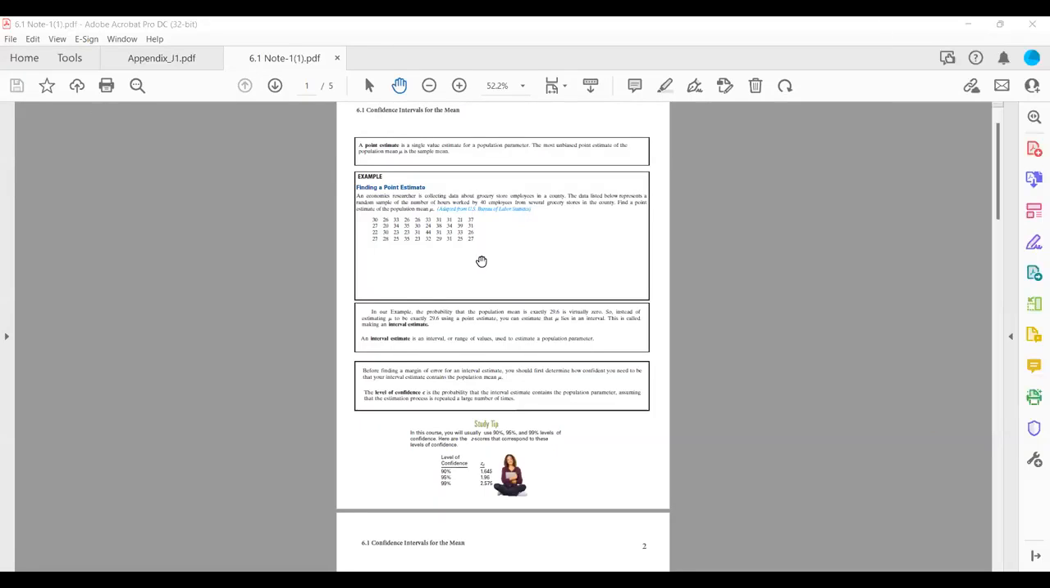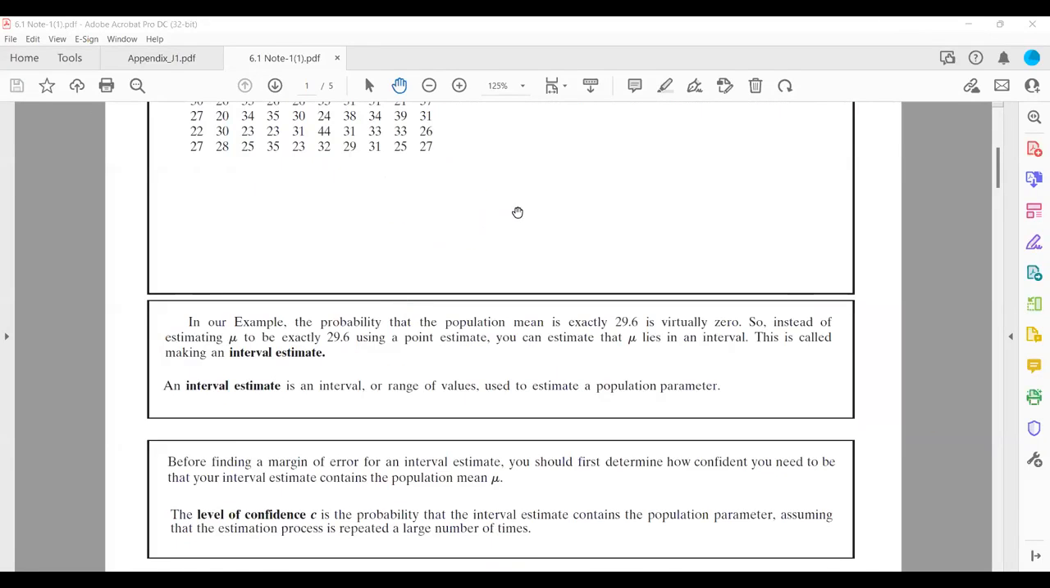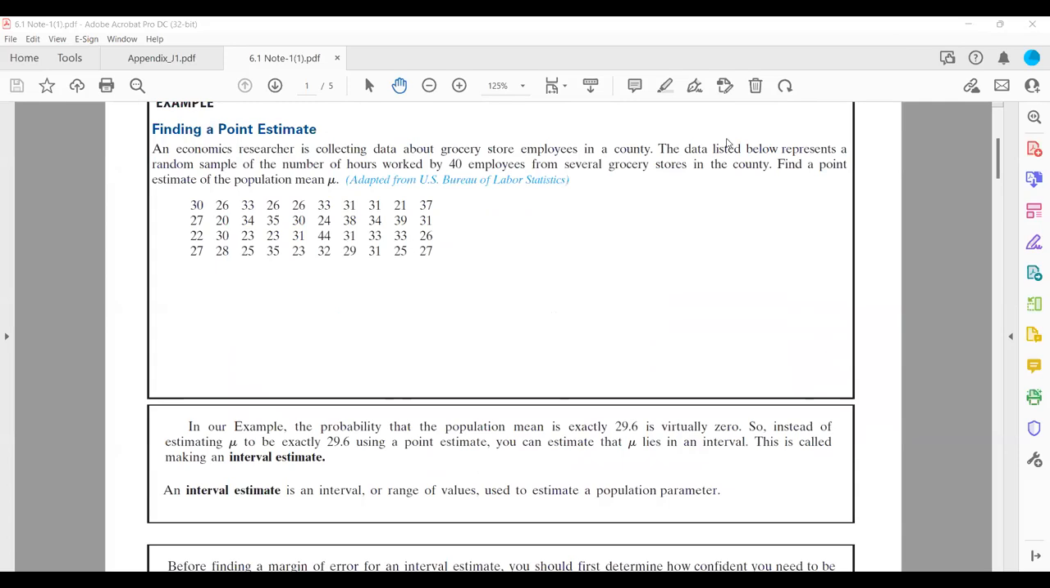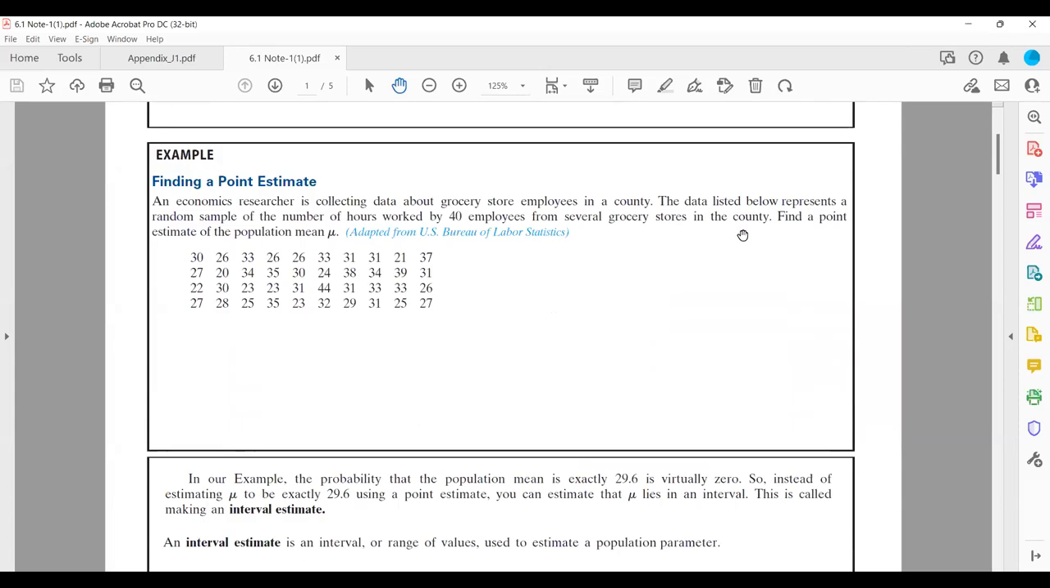Okay, everybody. Let us ask group 4, a volunteer from group 4 to read the example for us. A volunteer from group 4, please read the example for us. Is it the finding a point estimate? It's correct. Okay.